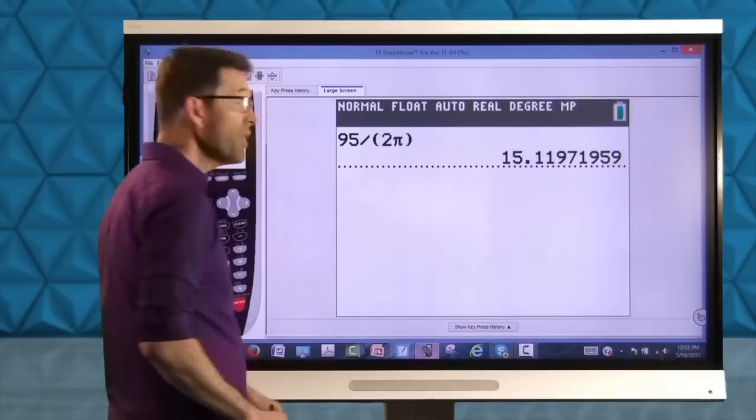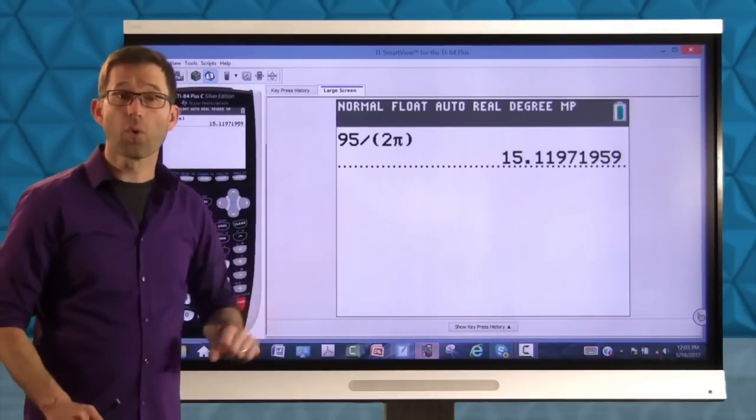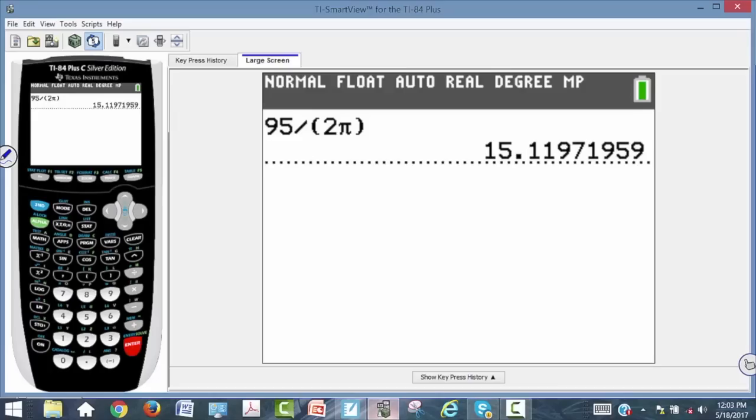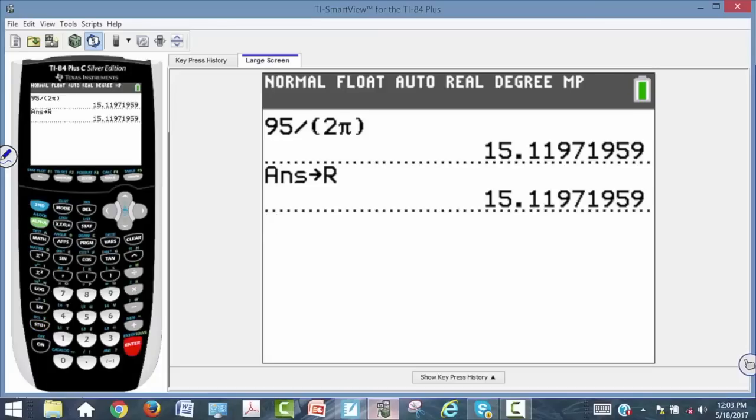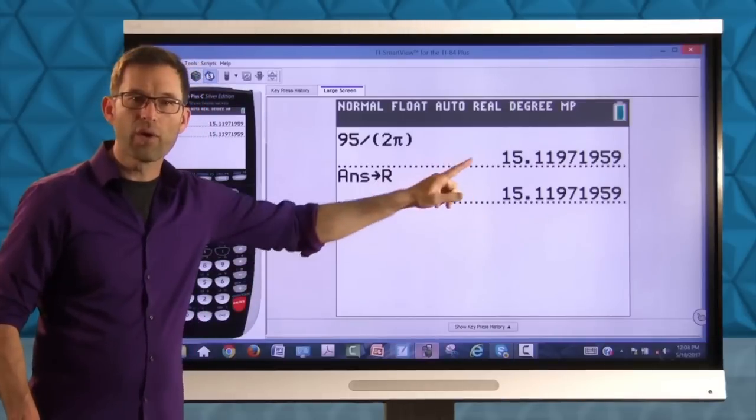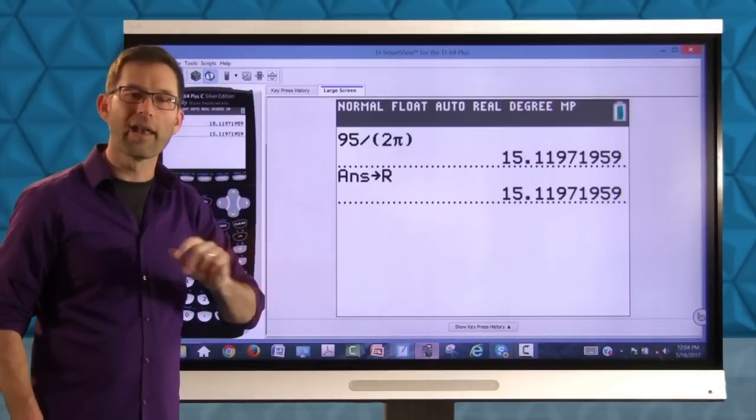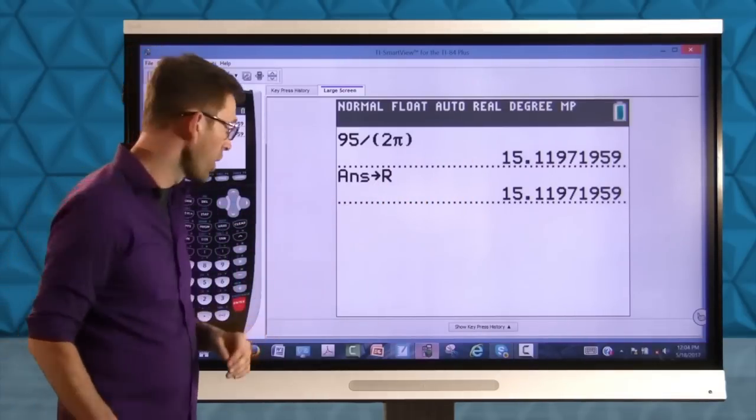All right. Now, one thing I could do with this, though, is I could store it somewhere. In fact, I can use the store button on my calculator that will take the answer, and maybe I would even store it in the letter R, right? R for radius. And now I've got that radius stored in the variable R, and I can use that later on. How do I want to use it?